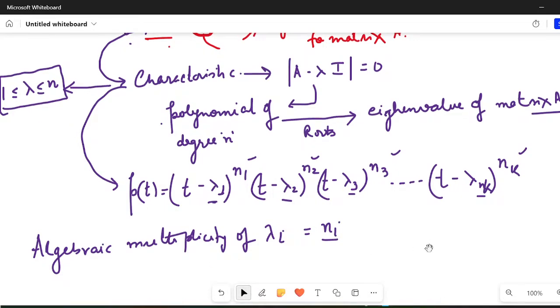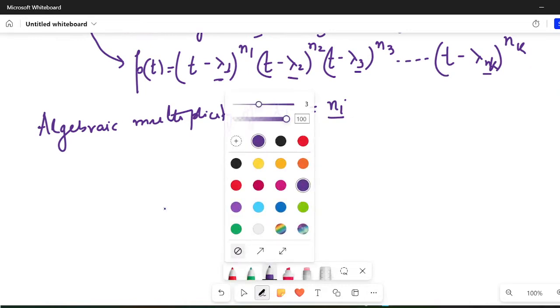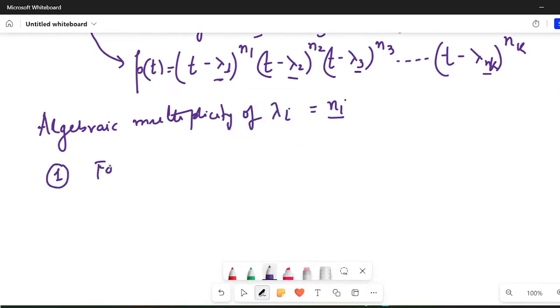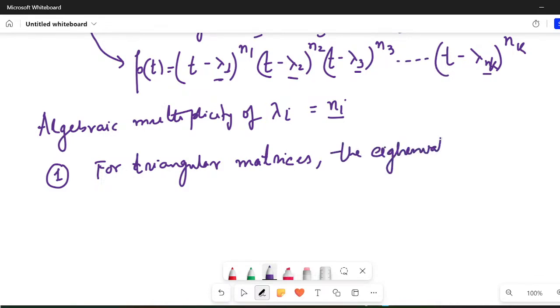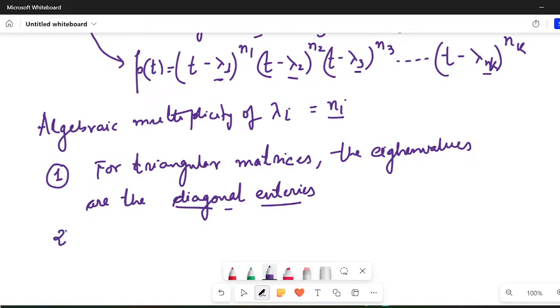Also, we have discussed one specific case till now. One of the specific cases that I taught you was that for triangular matrices, whether it is an upper triangular matrix or a lower triangular matrix, the eigenvalues are the diagonal entries themselves.